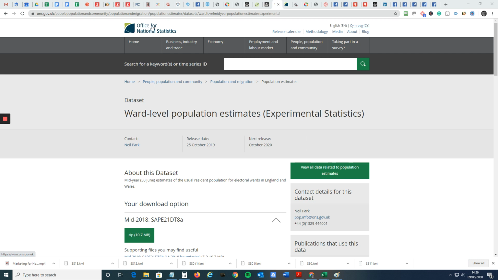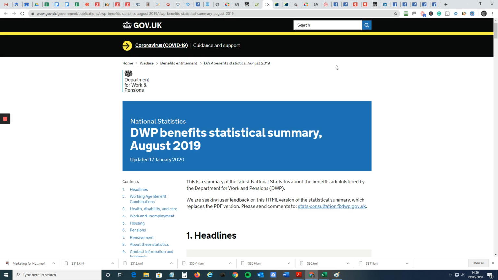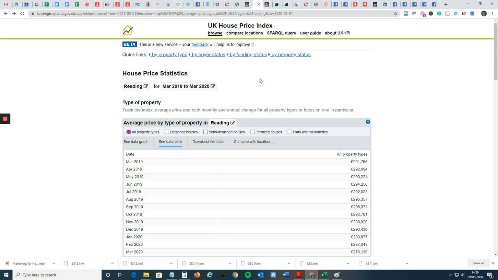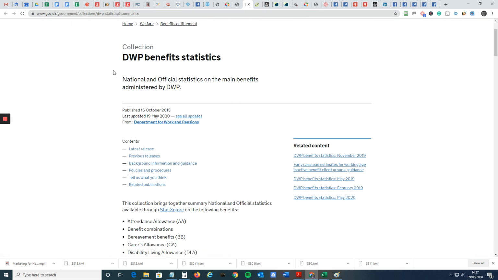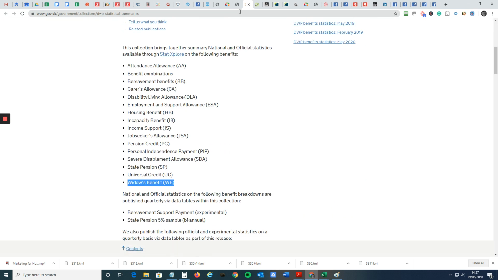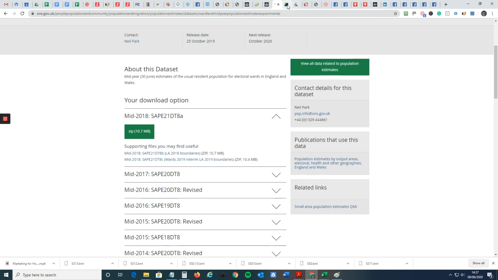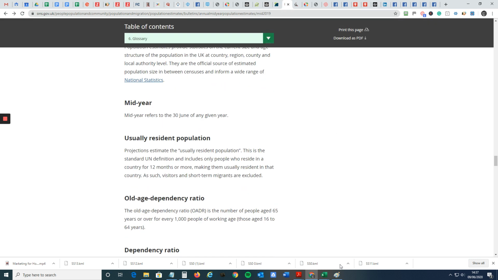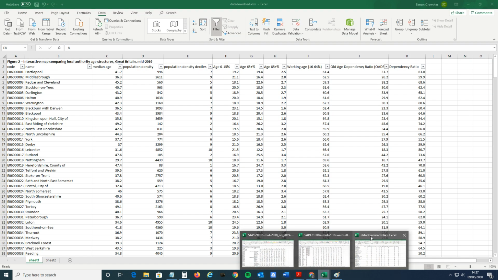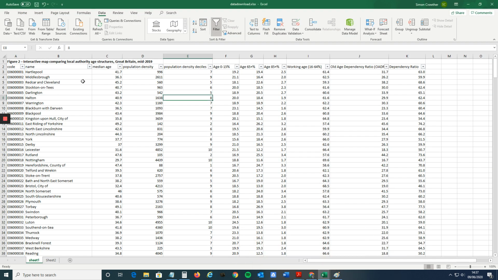You've got the Office for National Statistics, the Department for Work and Pensions, and the UK House Price Index, those are three. We'll utilize a whole range of data sets to target the areas we want to look at. So let's look at, for example, the Office for National Statistics, where we can pull down data. I'll give you an example of one particular data set that I pulled down.